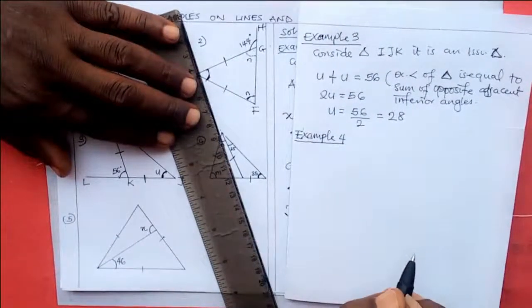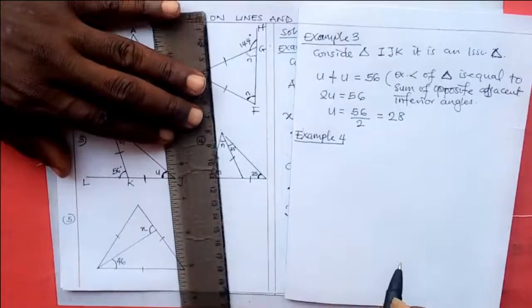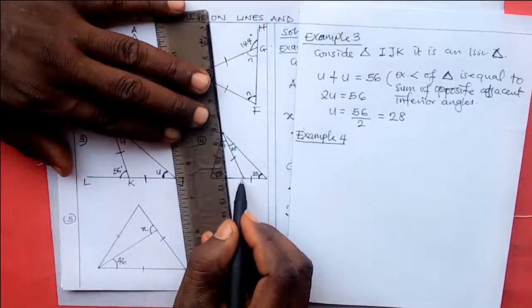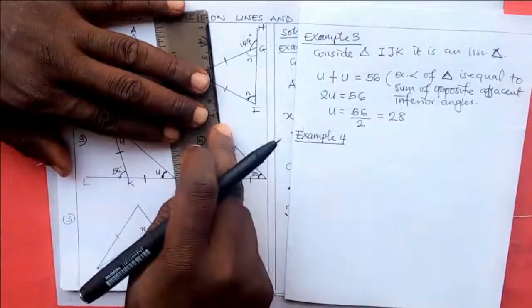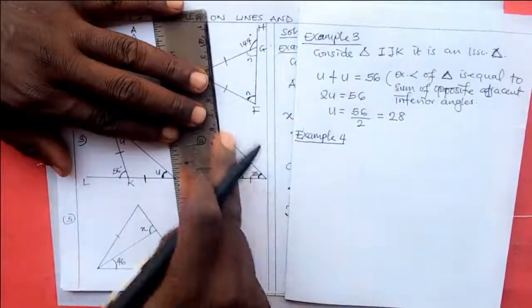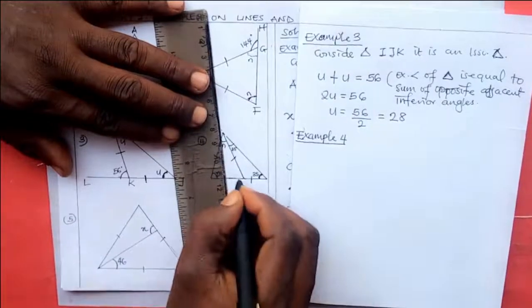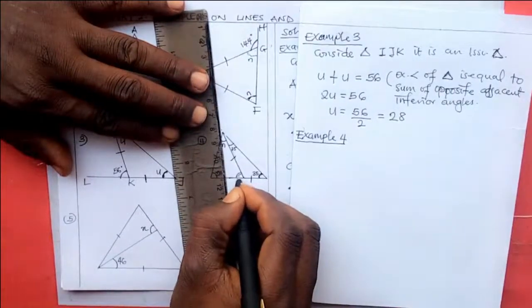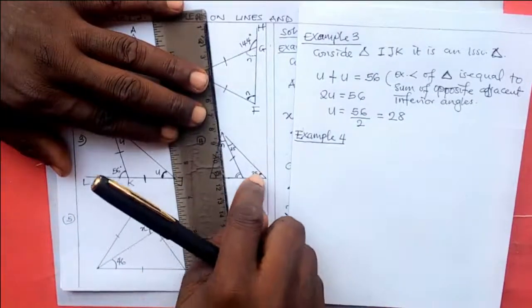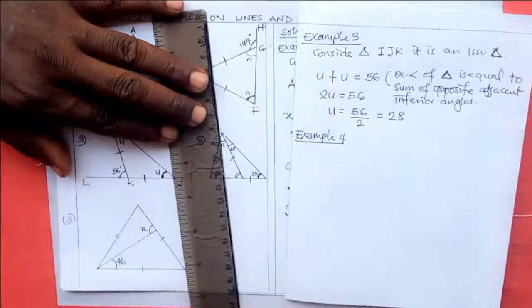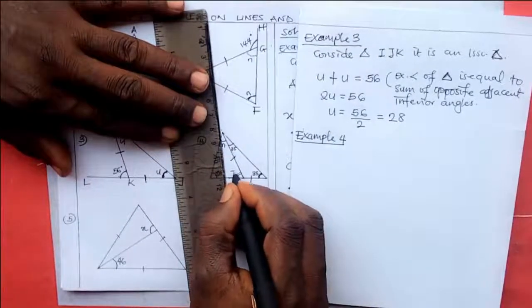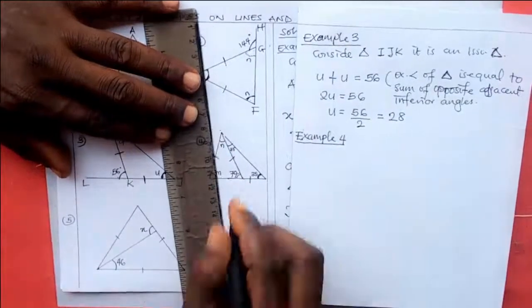Then according to the theorem we did the other time, if we look at this angle, it is an exterior angle for this isosceles triangle that we see here. So this exterior angle is equal to the sum of the opposite adjacent interior angles, which is 35 plus 35 equals 70. So this exterior angle is equal to 70 degrees.